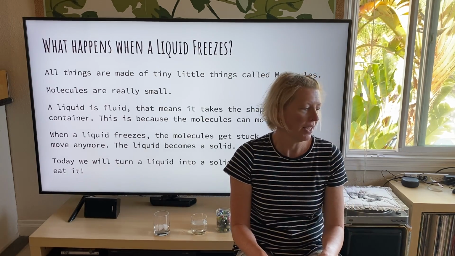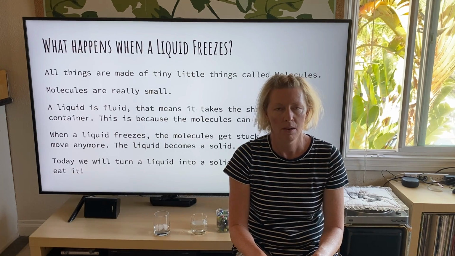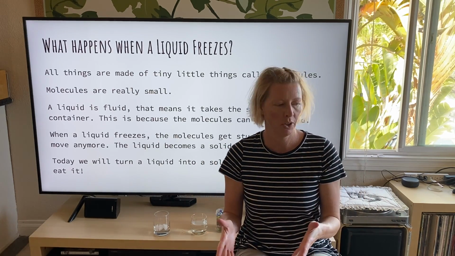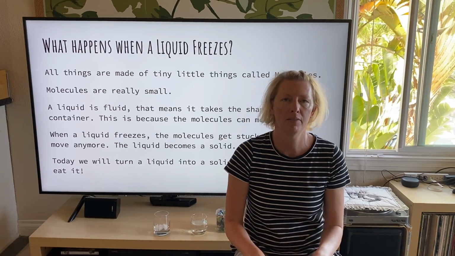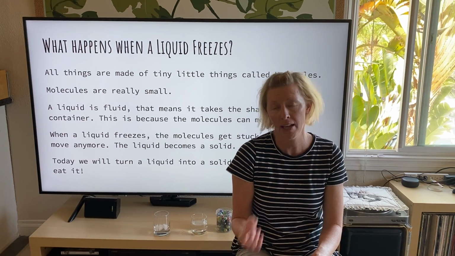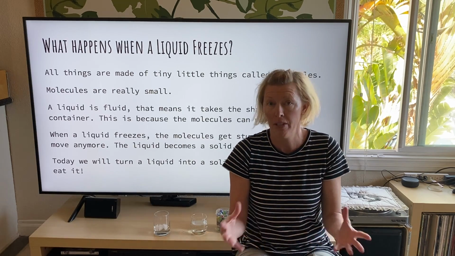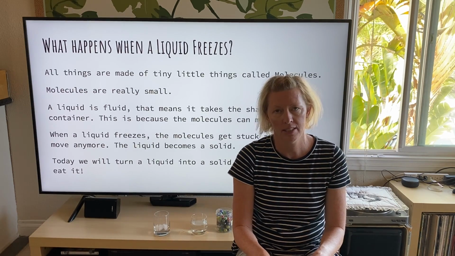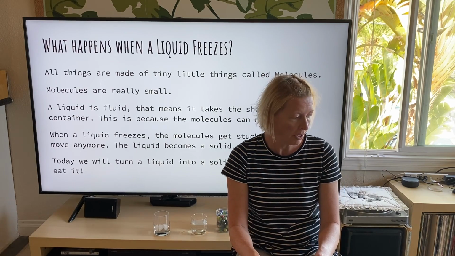So all things are made of tiny little pieces called molecules. Molecules are in everything. They're in me, they're in you, they're in the floor, they're in the air around us. Everything is made of some kind of molecule. They're kind of like puzzle pieces that make things, or like Legos that build things. Well, molecules are really small and you can't really see them individually unless you have a microscope.